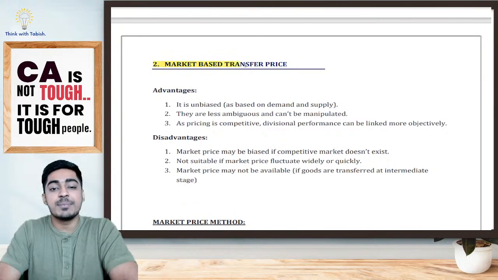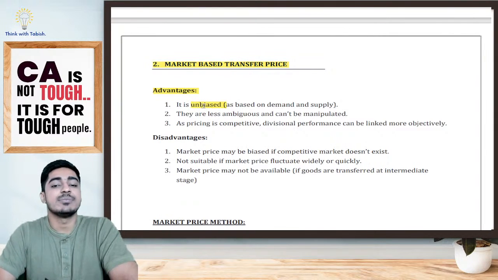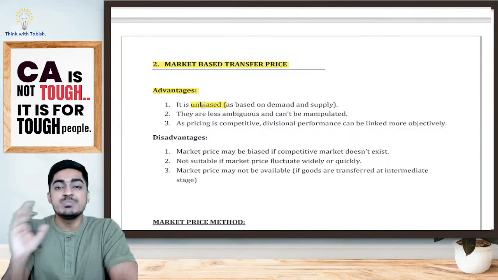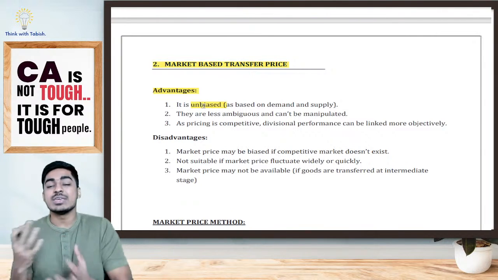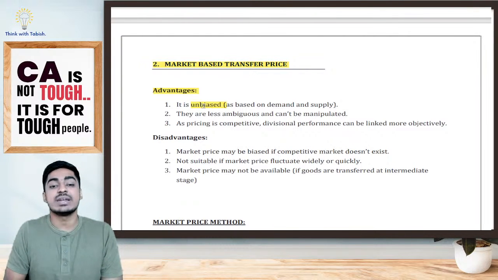Next, we also have the market based transfer price. What do we have in market based transfer price? Firstly, what is the advantage? Firstly, it is unbiased. It's market price. It is what is happening in the market, what is prevailing in the market. I cannot bring in my own subjectivity or bias there. So it is generally unbiased because it is based on demand and supply.